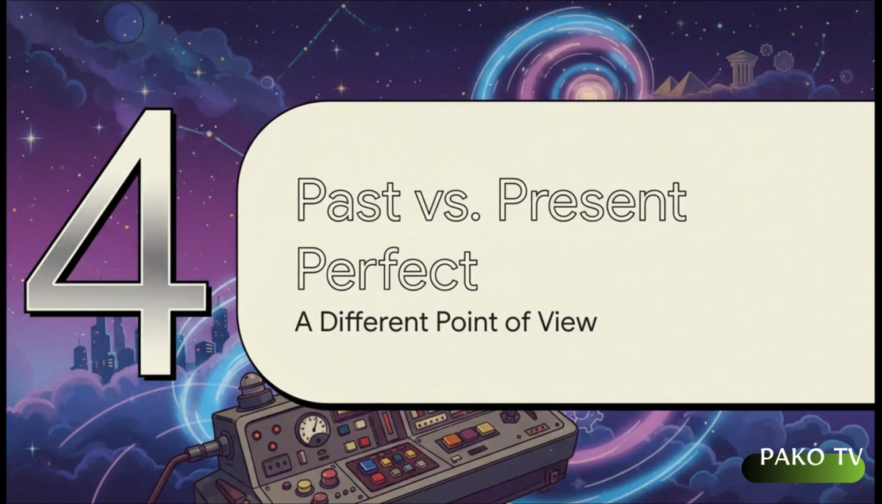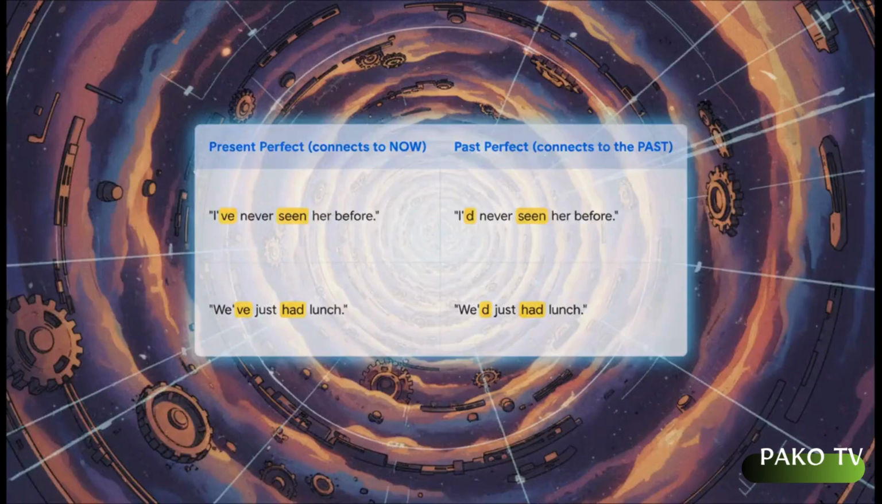All right, time for one more classic grammar showdown. Past perfect versus present perfect. They sound really similar, I know, but where they're pointing in time is totally different. The whole game here is about your anchor point. The present perfect, like I've never seen her, connects something in the past to right now. It means I don't know her now. But the past perfect, I'd never seen her, connects that past event to another point in the past. It means I didn't know her back then. It all depends on if your story is anchored to the present or to the past.